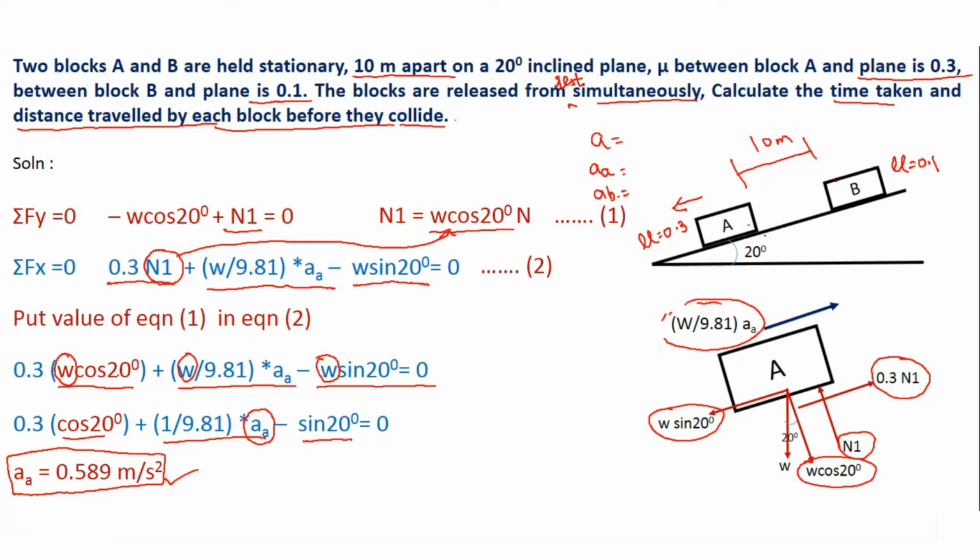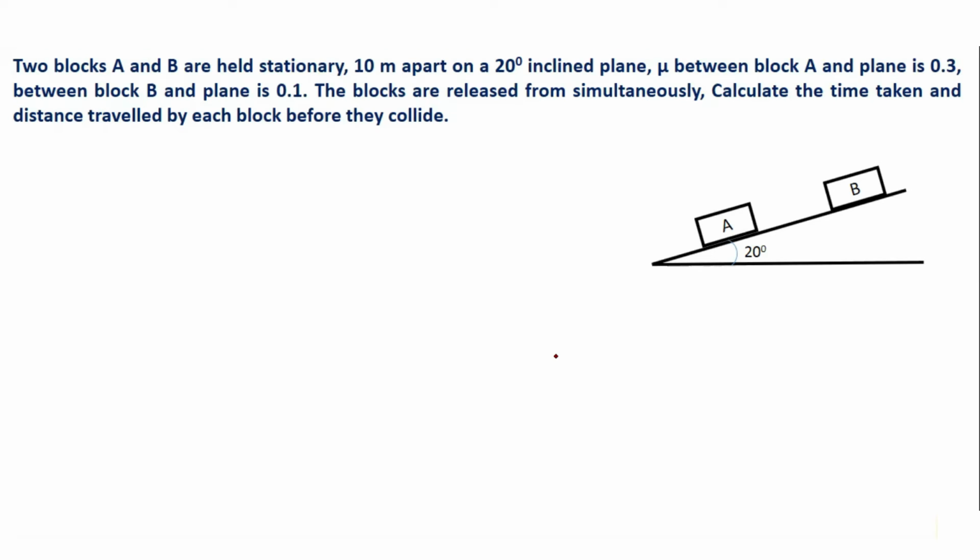Now similarly, there is a block B here whose coefficient of friction is given to us as 0.1. So I will follow a similar procedure to find out the acceleration of block B. Let us start with that, and the first step we already know is to draw the free body diagram. So in a similar way, I will draw the free body diagram for B.